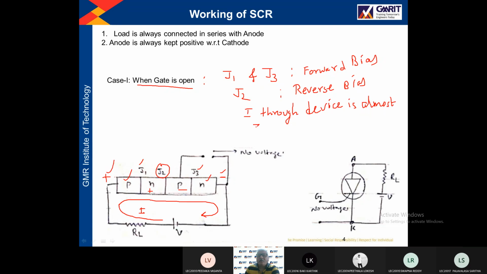Almost zero. So now if you increase this voltage, at one point this voltage is so high that junction J2 will break down and the current will start flowing through the device. This is a very high voltage. At very high voltage, this SCR will turn on. So to turn on the SCR, you have to break this junction J2, and this will happen at a high voltage under this first case when the gate is open.